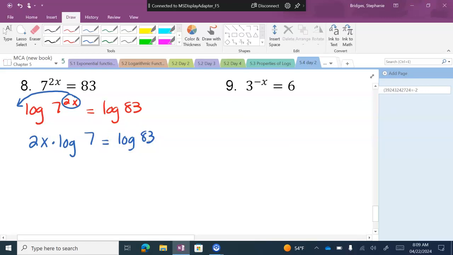Now I could ask you to do calculator ready a little bit more complicated than I am. I'm trying to keep it as easy as possible. So what I want you to do is, how would I get that 2x by itself? What would I need to get rid of if I wanted to keep the 2x by itself? Log of 7. So let's divide both sides by the log of 7.